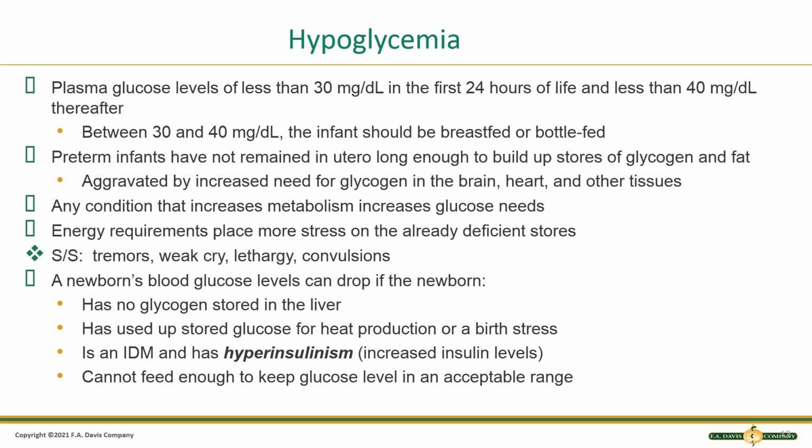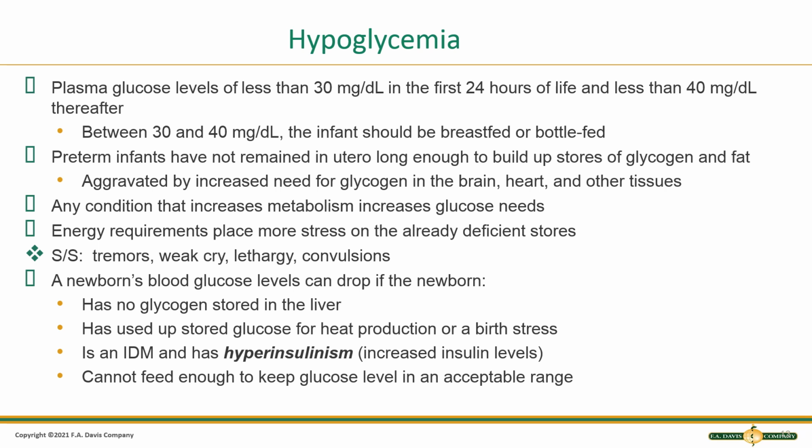Hypoglycemia in the newborn or the preterm infant is when the blood sugar is less than 30 in the first 24 hours of life, and then after that less than 40. Now between 30 and 40 we try to breastfeed or bottle feed the infant. A lot of times now when the baby is born, that's why they encourage breastfeeding as soon as possible, so they can go ahead and get the food on board or the milk on board.